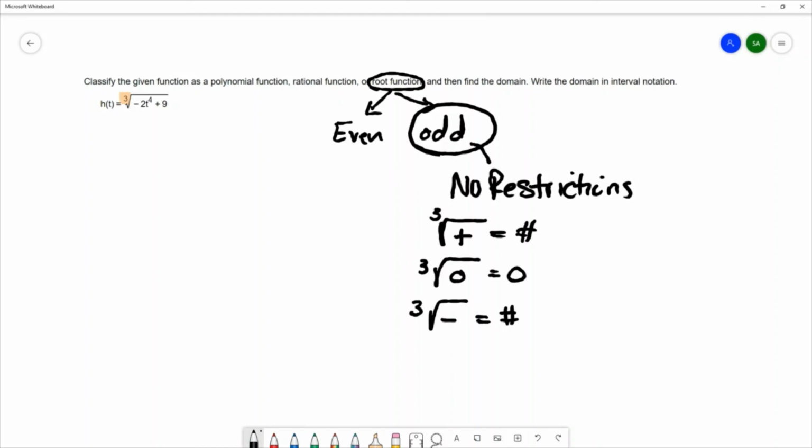So when we have no restrictions, that means that we have no restrictions on the domain, and your domain will be all real numbers, which is -infinity to infinity. So the domain of h of t equals cube root of -2 t to the 4th plus 9 is -infinity to infinity.